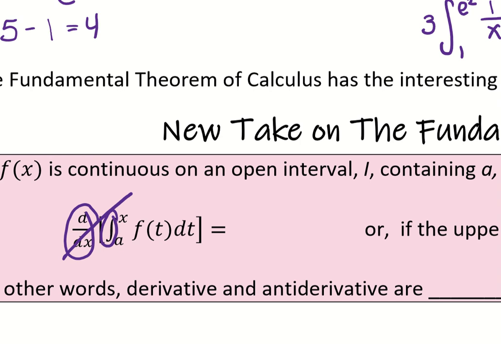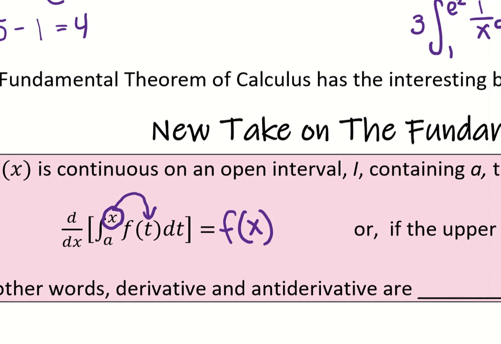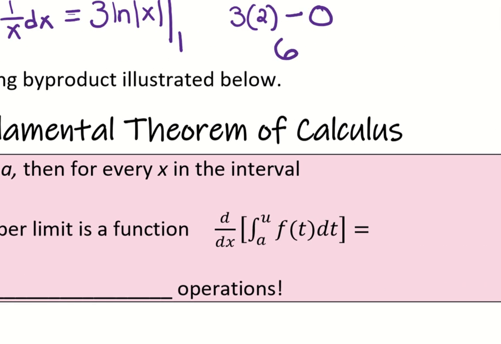Here's the new take on this. What if you're finding the derivative from a to x? For every x in the interval, you can take this x and plug it into that function, and you'll get f of x. Or if instead of an x, you have a function up top, like a function u, so let u be a function, when we take the derivative of the integral, you can plug u in there, but you've got to use the chain rule. That's going to be the function f of u times its derivative, u prime.